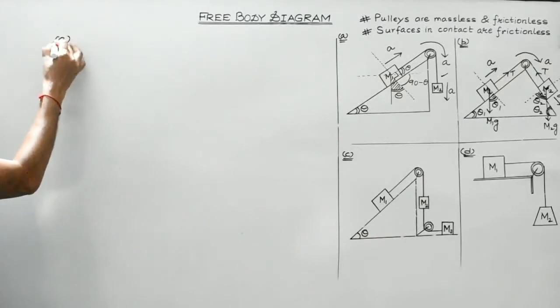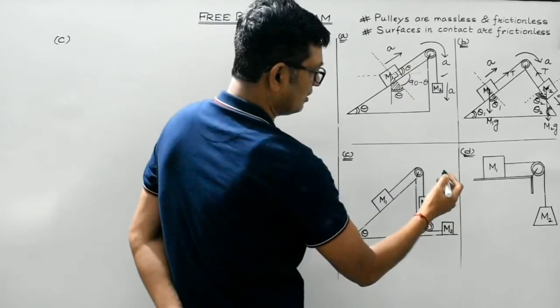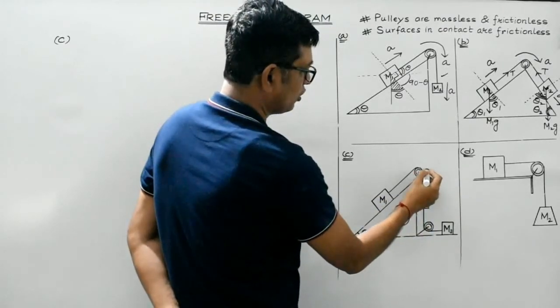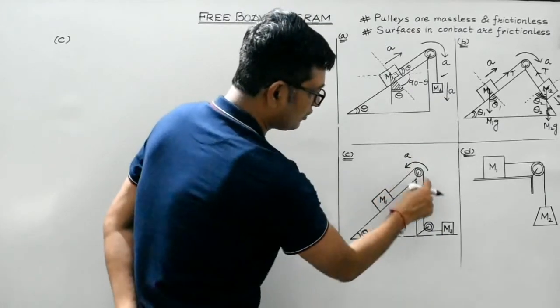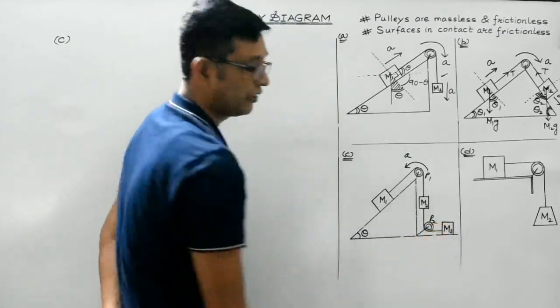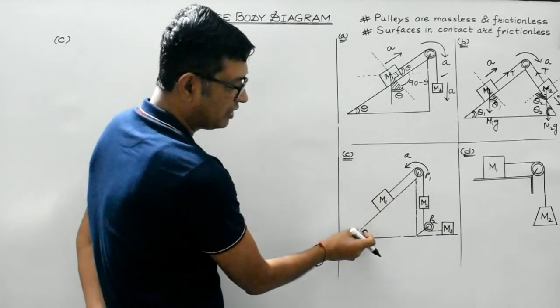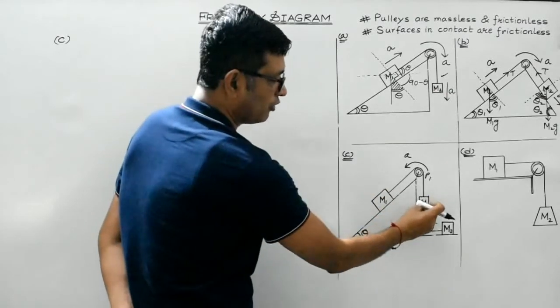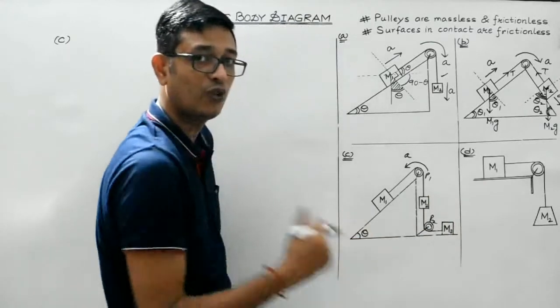Okay, question number C. These are the three bodies. Again, let's consider the acceleration. Suppose it's along this direction. So these are the strings and these are the two pulleys P1 and P2. Both the pulleys are fixed. Therefore, if this body moves down by 1 meter along the inclined plane, this body will go up by 1 meter and this body will move horizontally towards left by 1 meter.